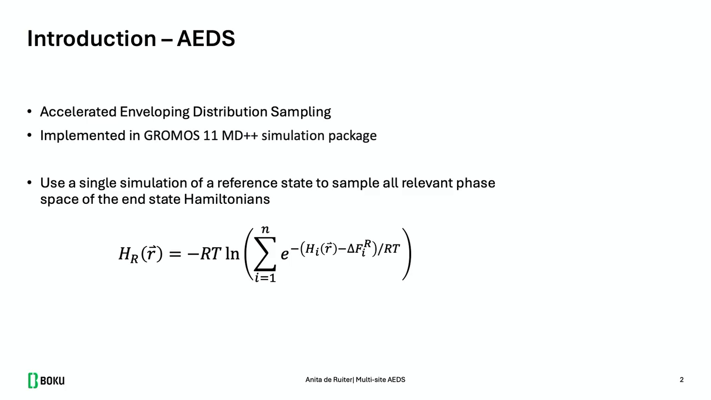So we use AEDS, which stands for Accelerated Enveloping Distribution Sampling, where you do a single reference simulation in which you try to sample all relevant phase space of the end state Hamiltonians. For example, if you want to calculate the free energy differences between a lot of ligands, then each ligand would be an end state. The way we generate this reference state is by combining all the Hamiltonians of each of the ligands in such a way that we use a Boltzmann weighting. I will show it in a minute.